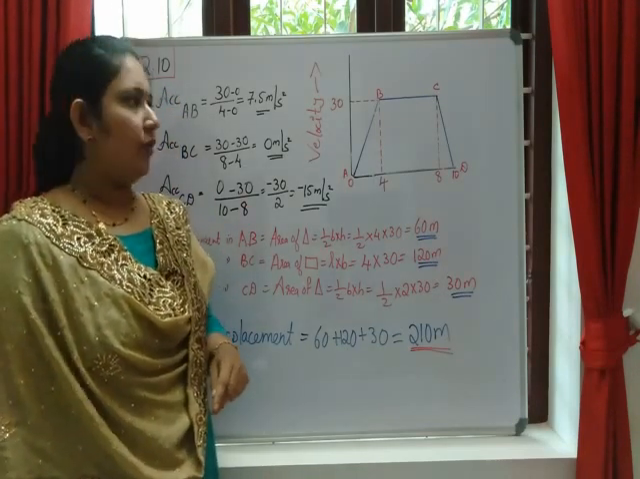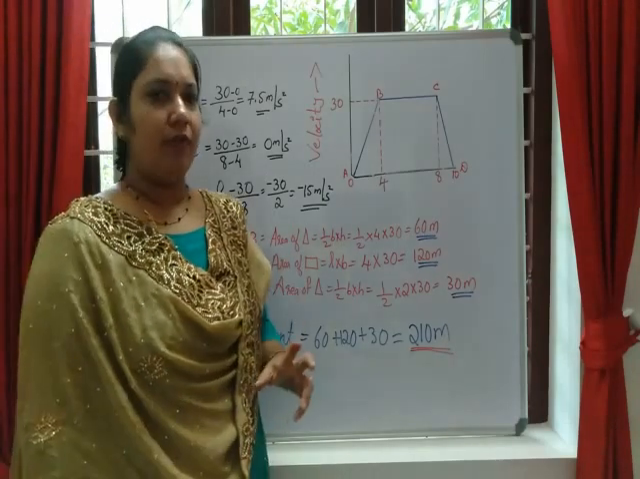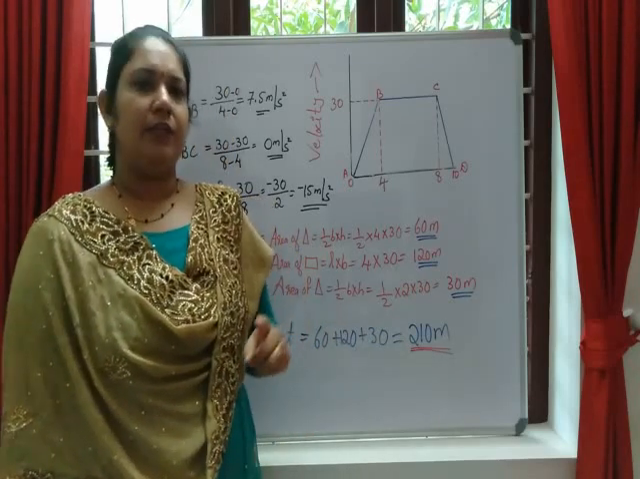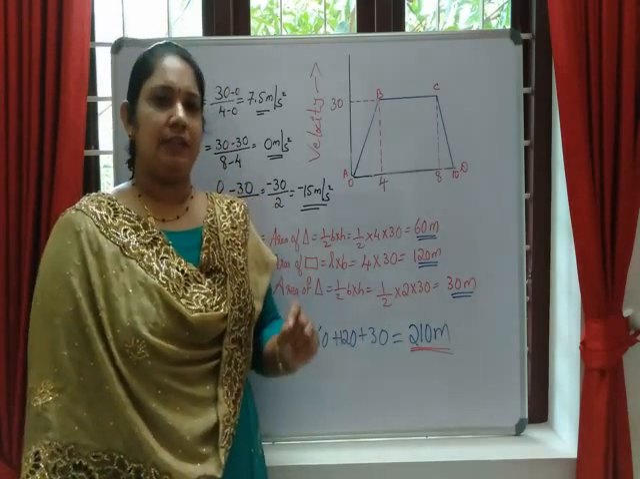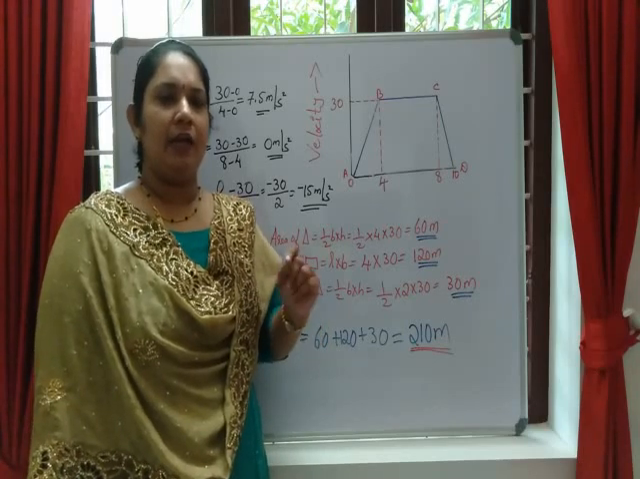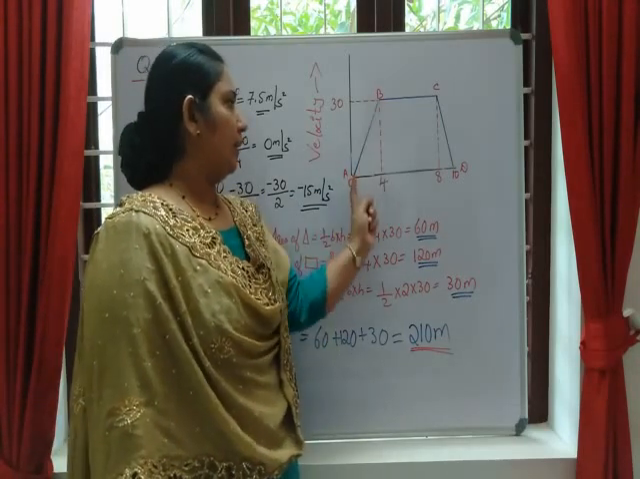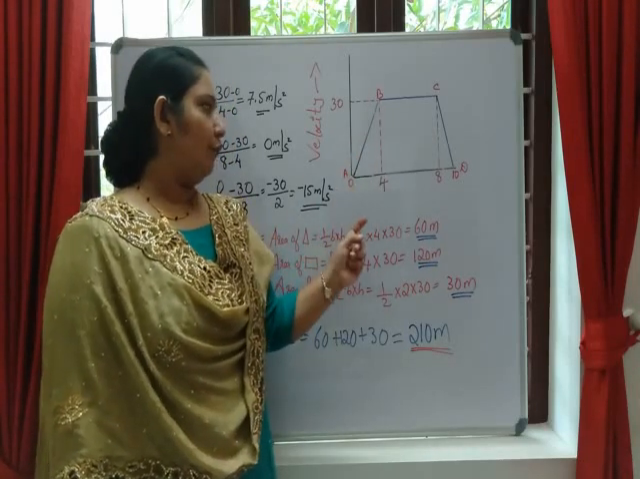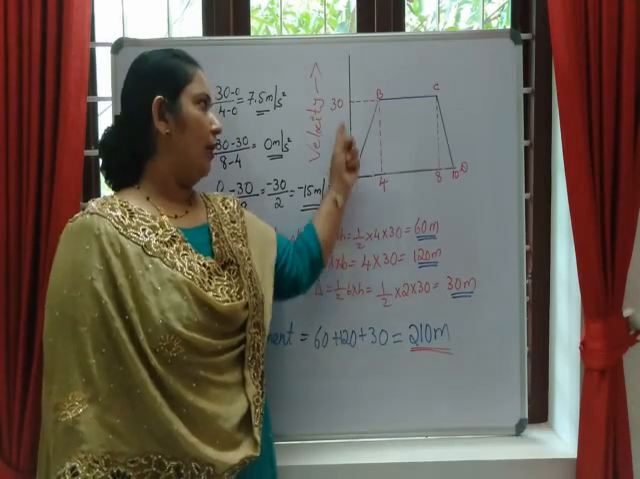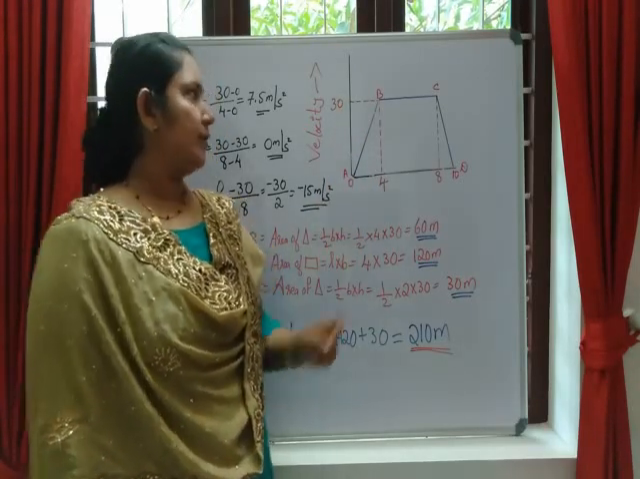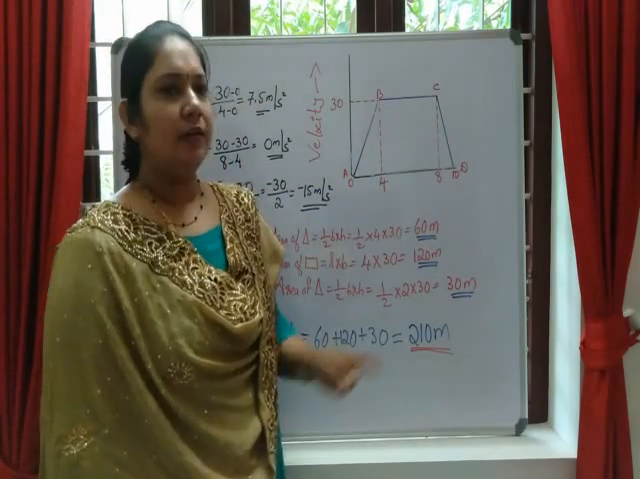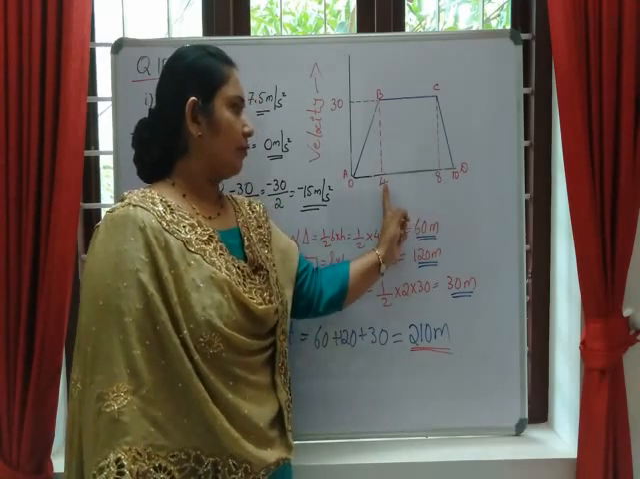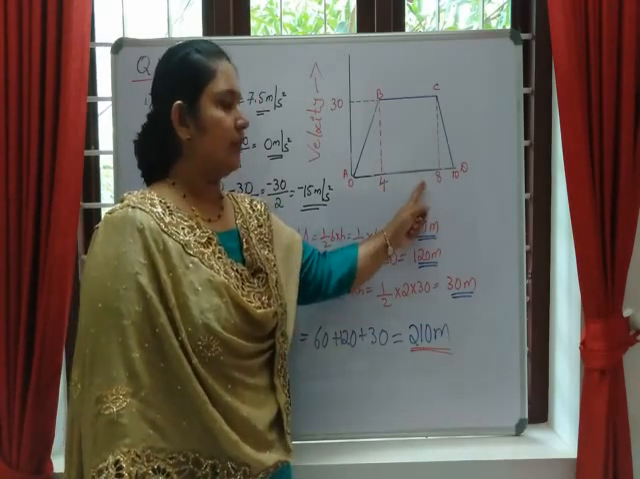The second question is to find the distance covered in part AB, part BC and part CD. Using a velocity time graph, if you are asked to calculate the distance, you have to find the area enclosed. In part AB, this is a triangle, so we calculate the area of the triangle: half into base 4 into height 30. Then displacement in BC, this is a rectangle, so length into breadth. What is this length? From 4 to 8, so this distance is 4.